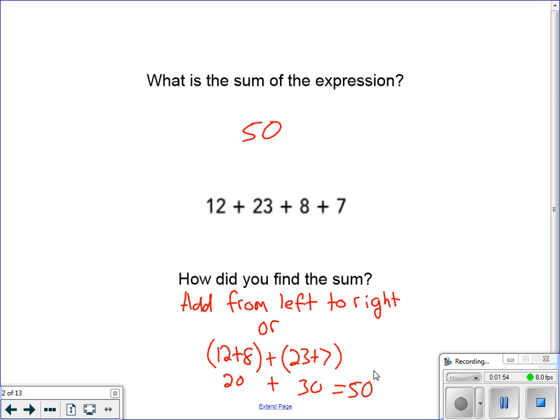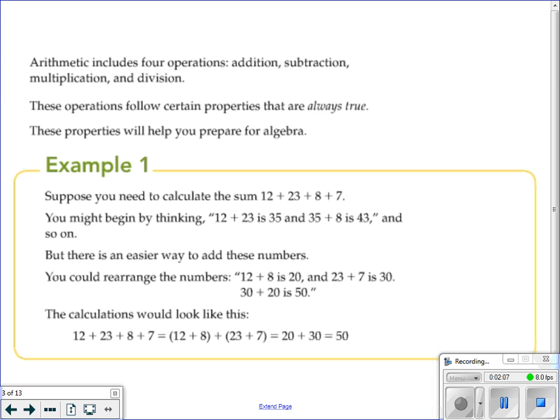So what we're doing there is we're using some number properties. And again, we're going to talk about them some more as we go on. But those number properties make some calculations easier for us. Looking at this slide here, it's just telling you arithmetic includes the 4 operations of addition, subtraction, multiplication, and division. And these operations will follow certain properties that are always true. Okay? And because they're always true, we're able to use them whenever we want to.